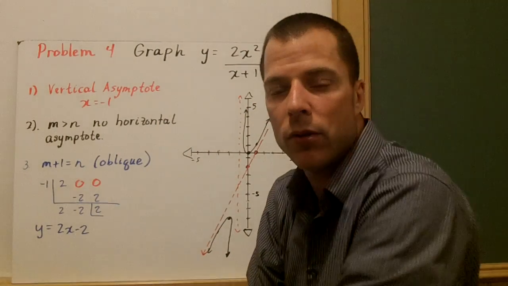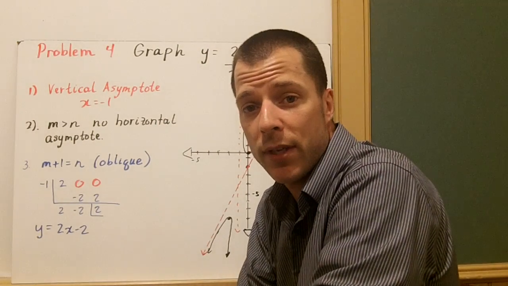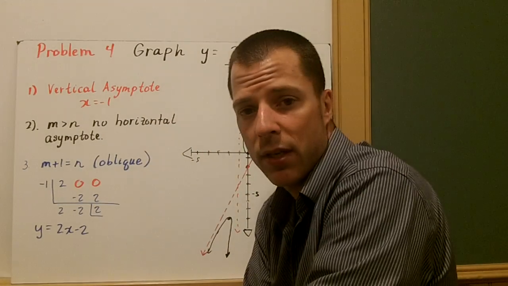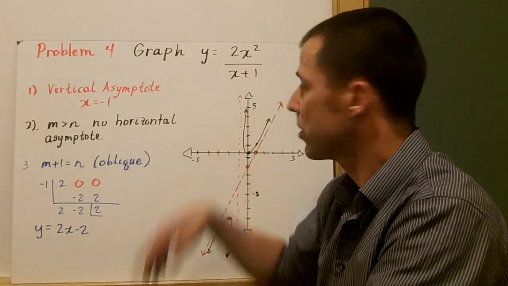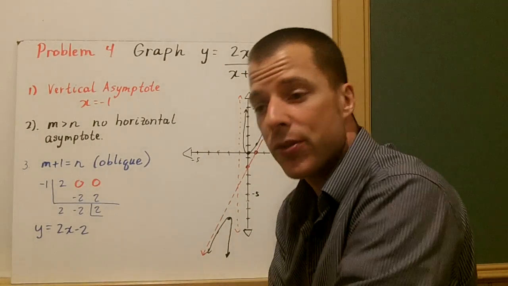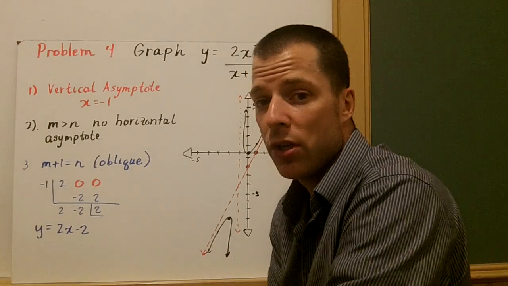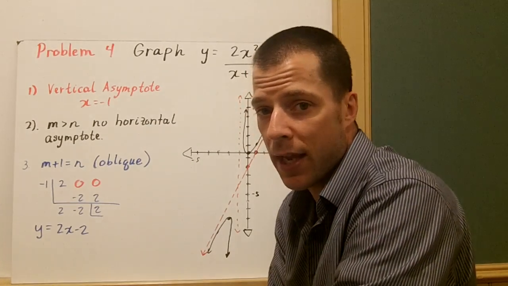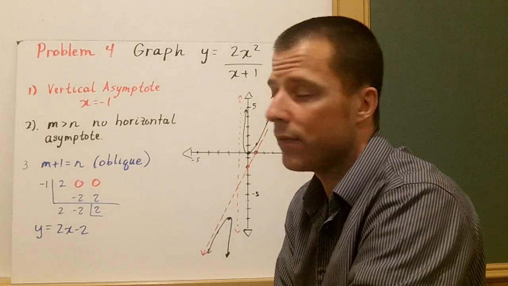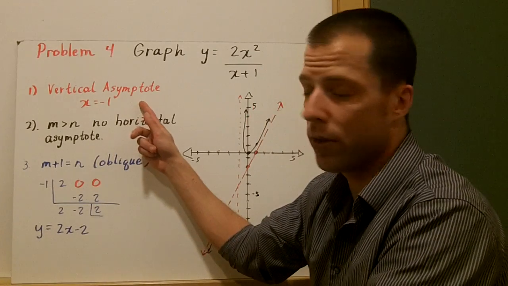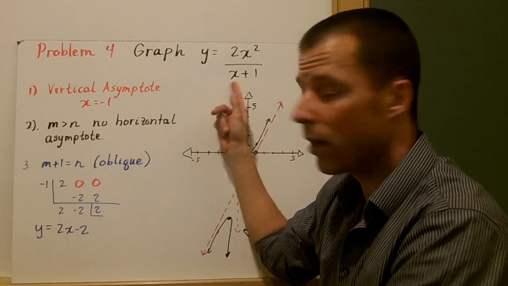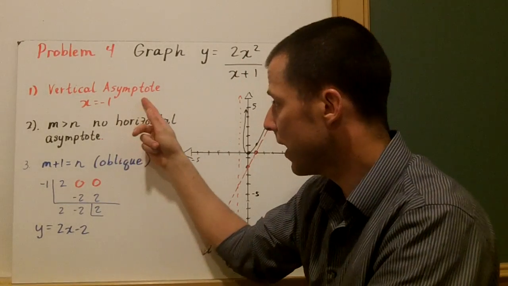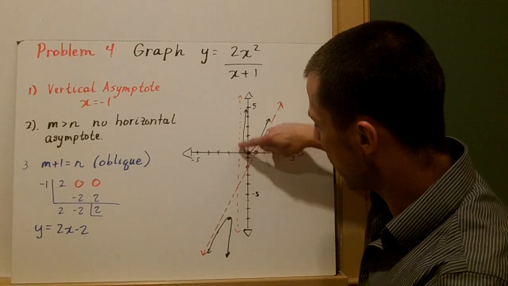So what do graphs of rational functions look like with oblique asymptotes? Well, let's look at an example. In problem number 4, I just asked you to graph this rational function, 2x squared over x plus 1. So we're going to handle this like any other rational function. You're first going to find the asymptotes if they exist, and then you're going to draw those in and use a table of values to help you graph the rest of the function. So the vertical asymptote here does exist. It's -1. It's not removable because these are not common factors, so we know it's a vertical asymptote. So at -1, I draw a red line vertically.